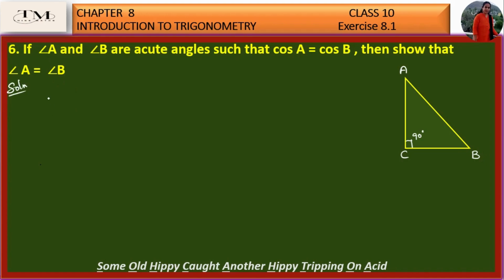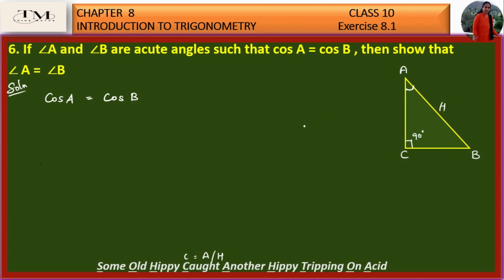So what is given? Cos A equal to cos B. So what is the relationship for cos? Using SOH CAH TOA, cos is equal to A by H. Take only the underlined letters, so cos is equal to A by H. Now here C is 90 degrees. Opposite to 90 degrees is the hypotenuse.